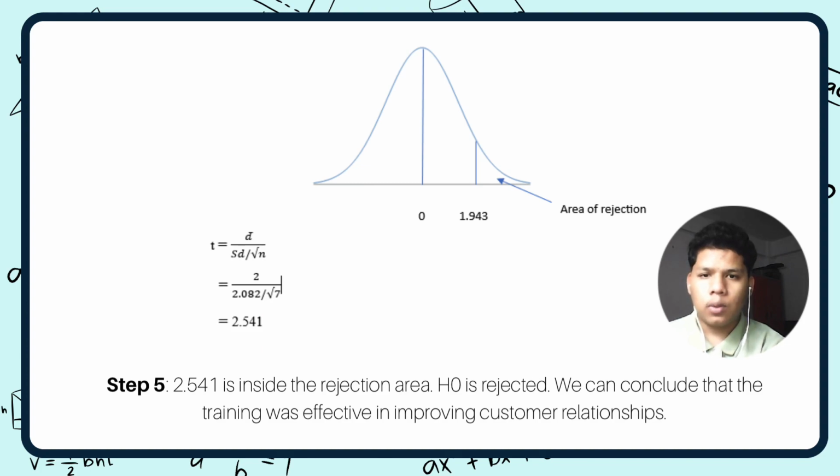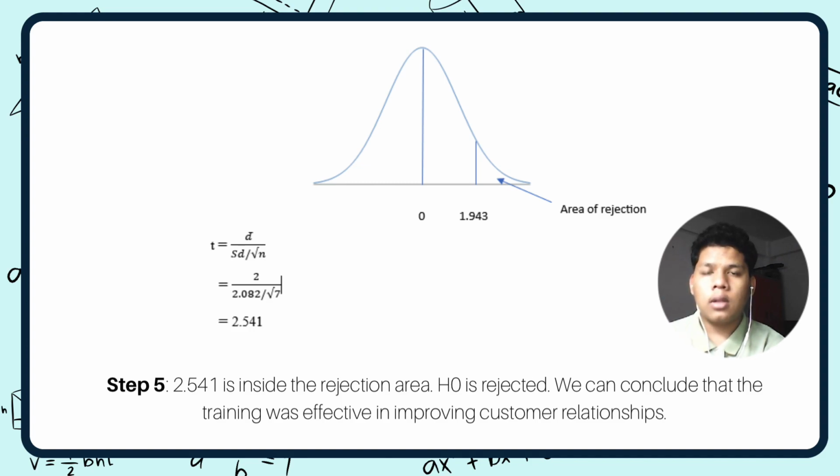And then after we calculate it, we can put in all the values we had found or calculated, which is 2 divided by 2.082 per square root of 7. And then we calculate the formula and we will get the answer, which is 2.541.